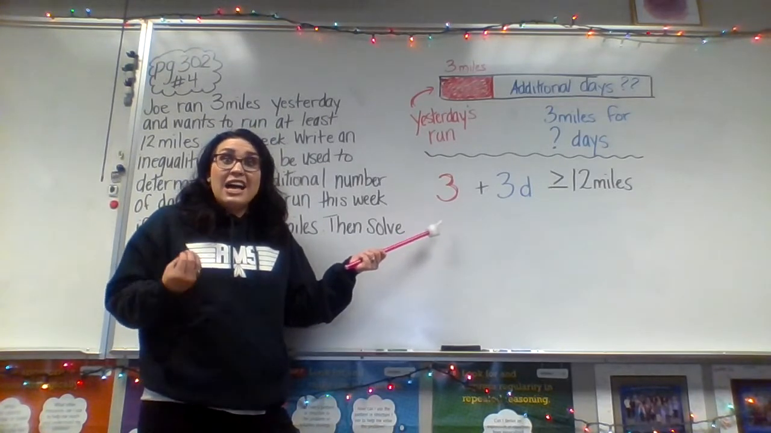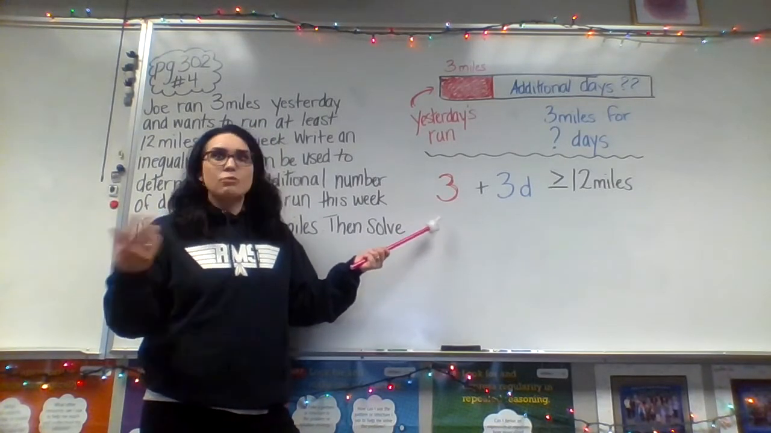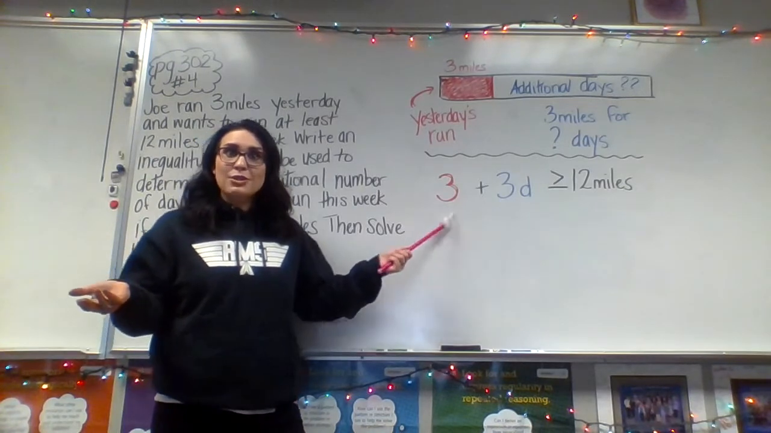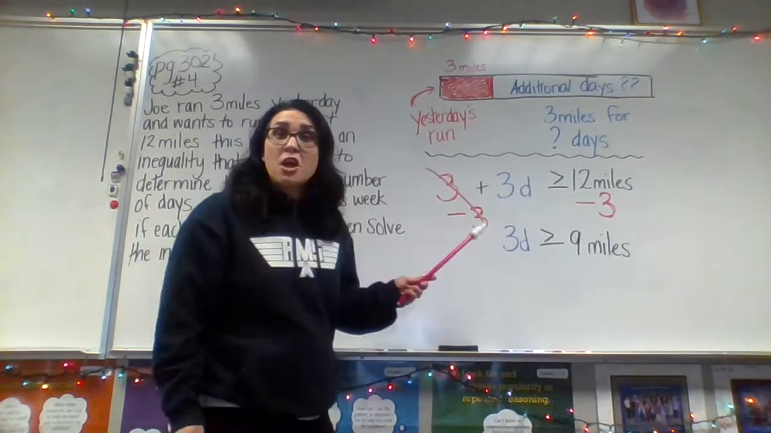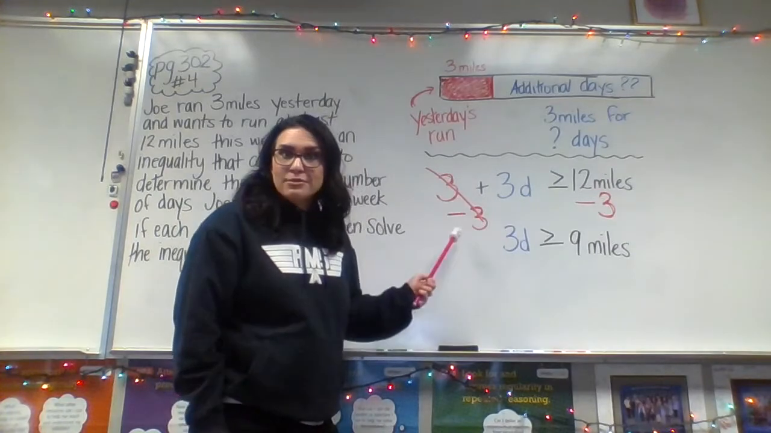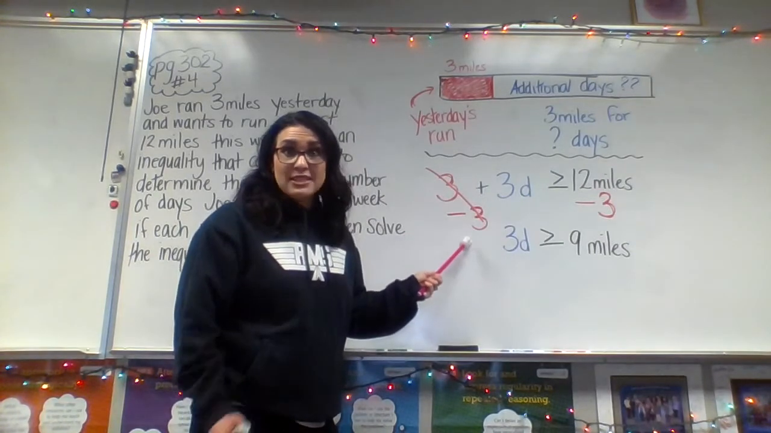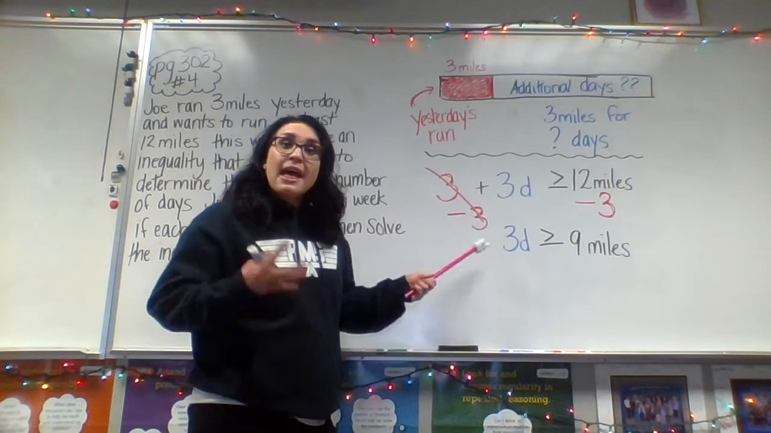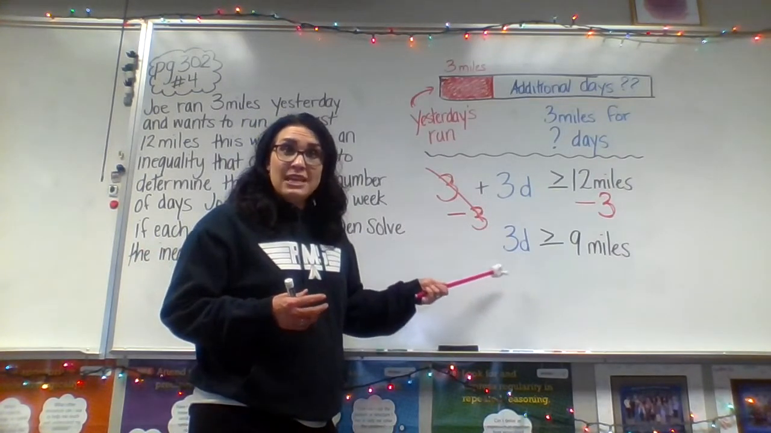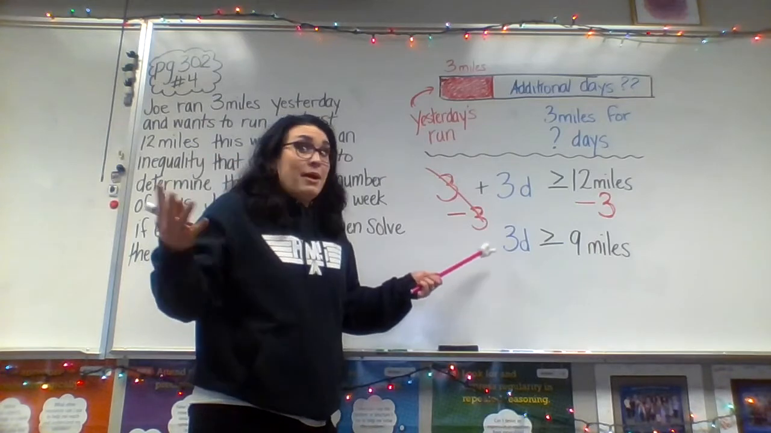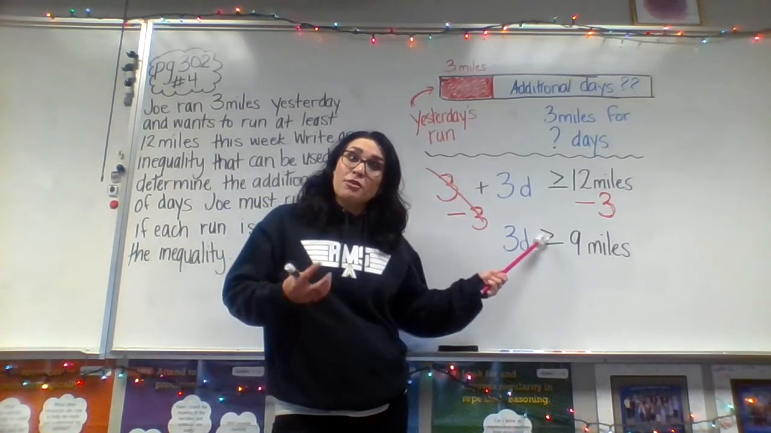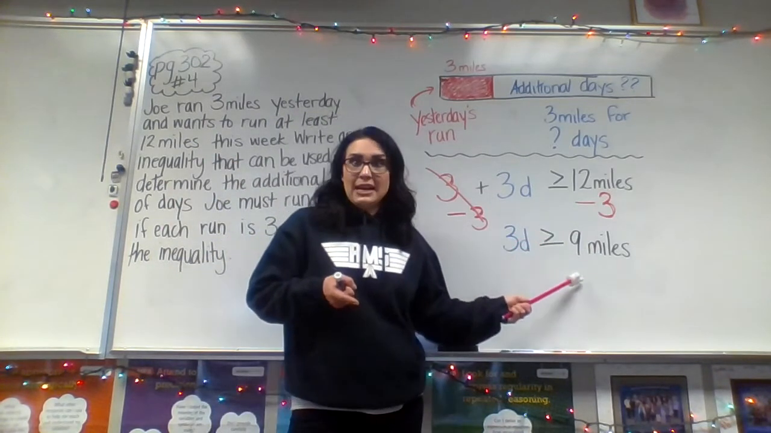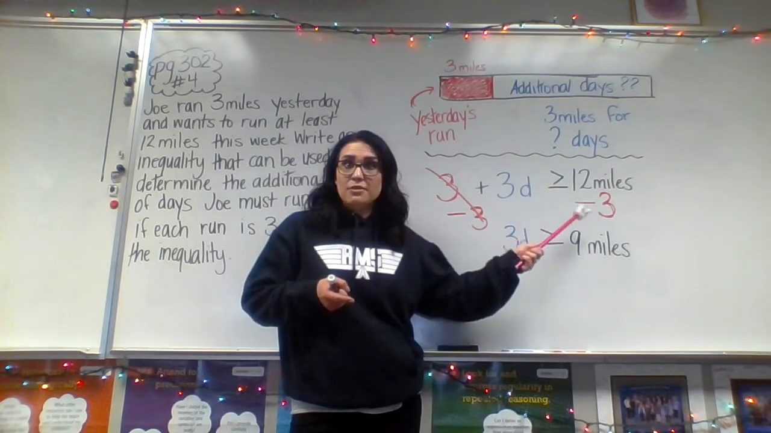So how do we undo adding 3? We subtract 3. Remember, you need to do that to both sides of your inequality. So when we subtract 3 from both sides, remember adding 3 and then subtracting 3, that's just going to cancel each other out. And then we'll just be left with 3d, which is 3 miles for some amount of days, again, needs to be greater than or equal to 9 miles. How did I get 9? Because we did 12 minus 3.